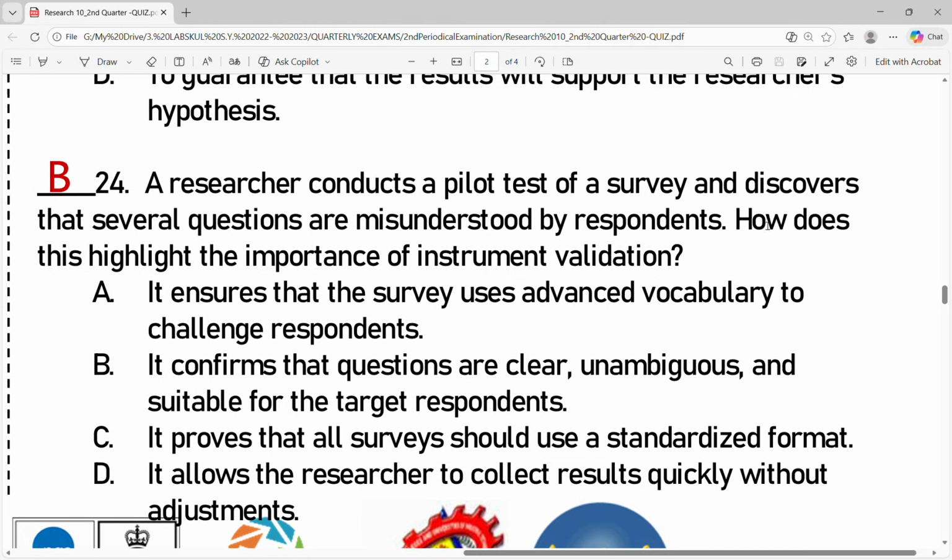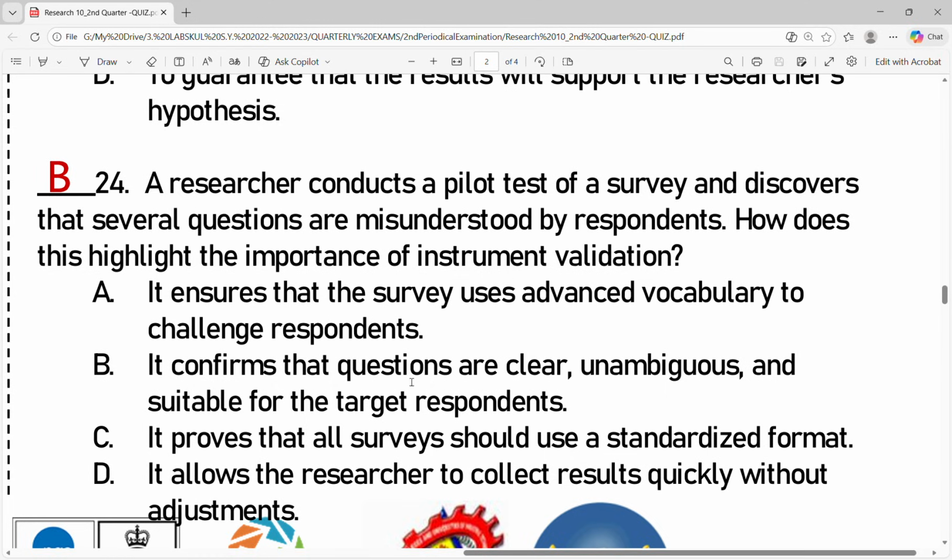Number 24. A researcher conducts a pilot test of a survey and discovers that several questions are misunderstood by respondents. How does this highlight the importance of instrument validation? If the instrument is validated, your validator or expert, like a grammarian, mostly in English, will see that your questions are unambiguous, clear, and suitable for your target respondents.